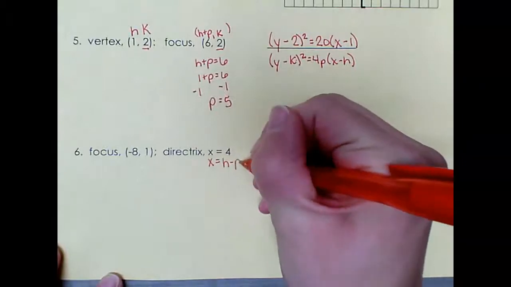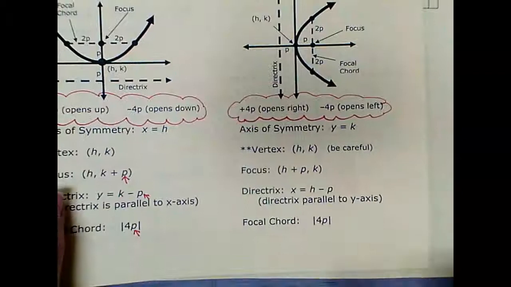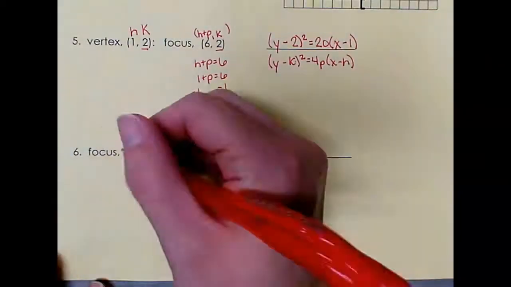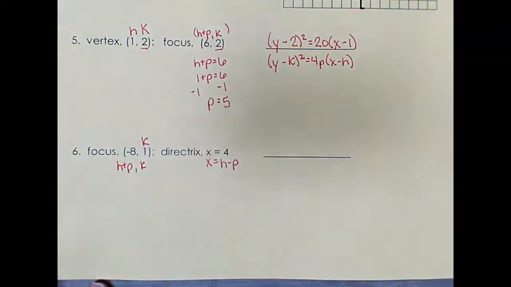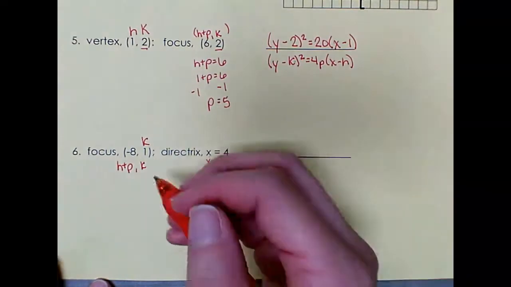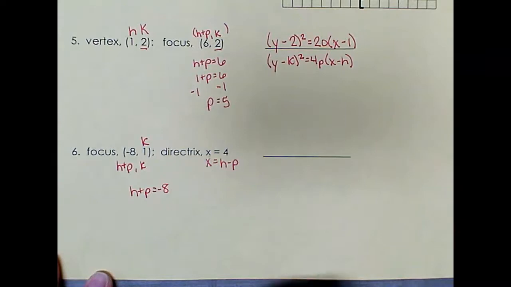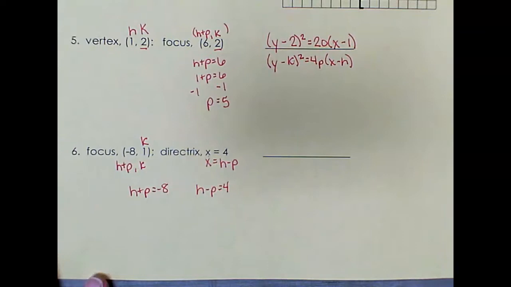H minus p. That also tells us that the focus is h plus p comma k. So this is h plus p comma k. K is definitely 1. But here I have h plus p equals negative 8, and I also have h minus p equals 4. And what does that look like to you? Well, it looks like a system of equations to me.